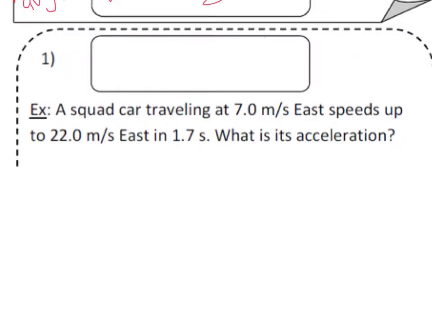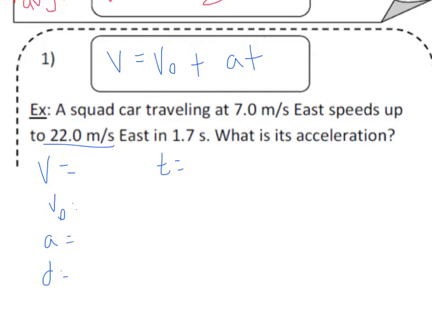The first uniform motion formula that you could use is v equals vo plus at. Alright, so let's read this question and identify our variables. v equals, vo equals, a equals, d equals, and t equals. From the question we see that it speeds up to, that's the v final, 22 meters per second. v initial is 7 meters per second. a we don't know. We don't have a distance. And t is 1.7 seconds.